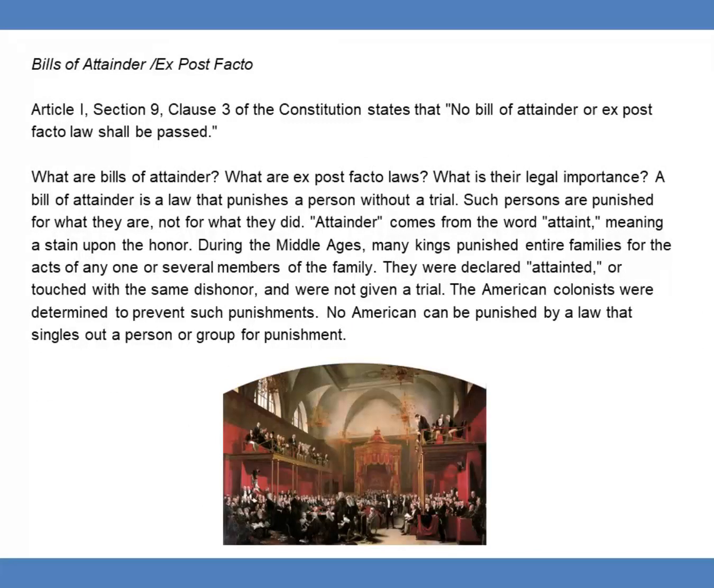A bill of attainder is a law that punishes a person without a trial. Such persons are punished for what they are, not for what they did. Attainder comes from the word attaint, meaning a stain upon the honor. During the Middle Ages, many kings punished entire families for the acts of any one or several members of the family. They were declared attainted or touched with the same dishonor and were not given a trial. The American colonists were determined to prevent such punishments. No American can be punished by a law that singles out a person or group for punishment.